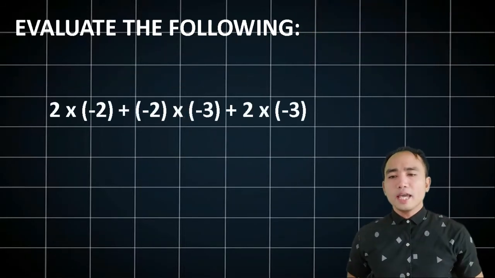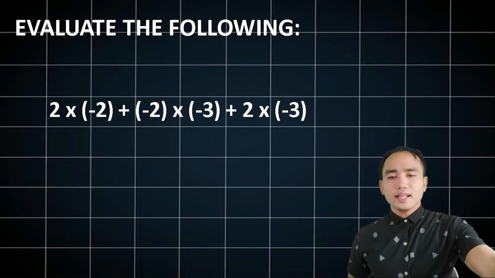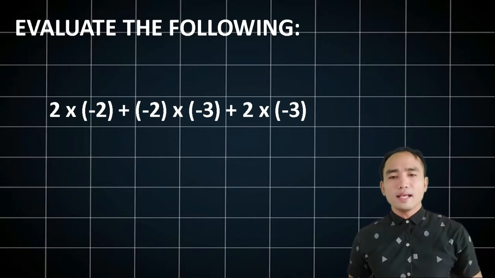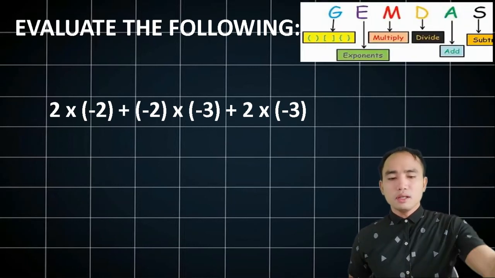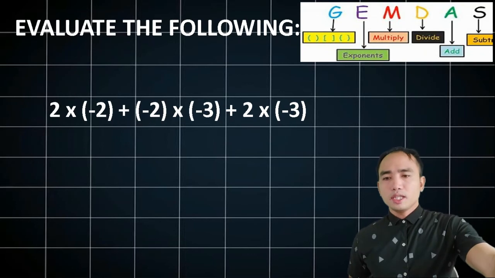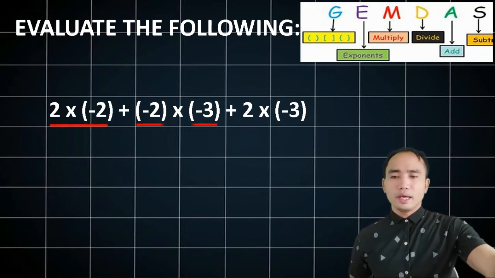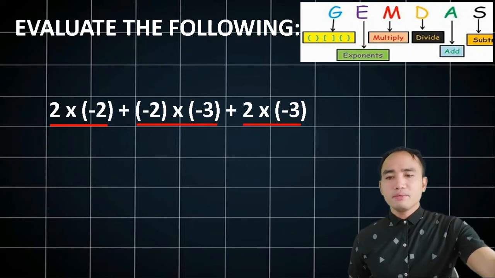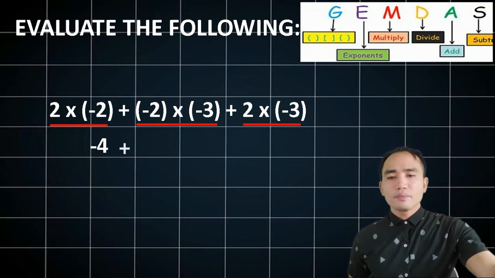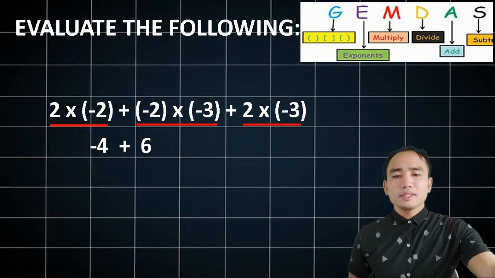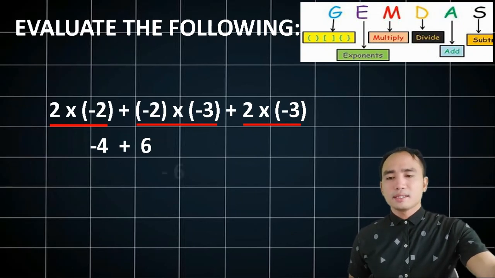Next, 2 times negative 2 plus negative 2 times negative 3 plus 2 times negative 3. So again, remember our GEMDAS rule. So we have to start with multiplication or multiplying numbers. Okay, 2 times negative 2 is negative 4, plus negative 2 times negative 3 is plus 6, plus 2 times negative 3 is negative 6.